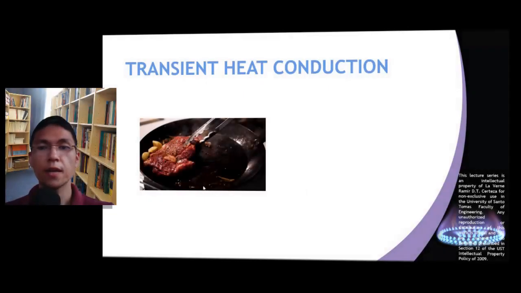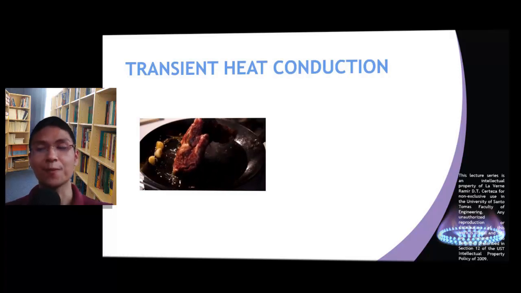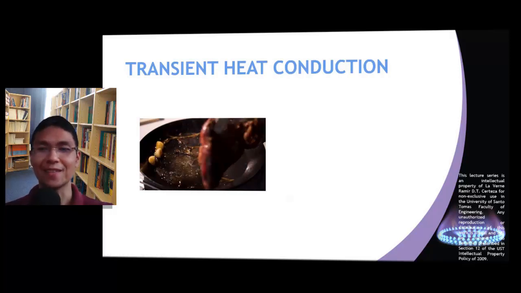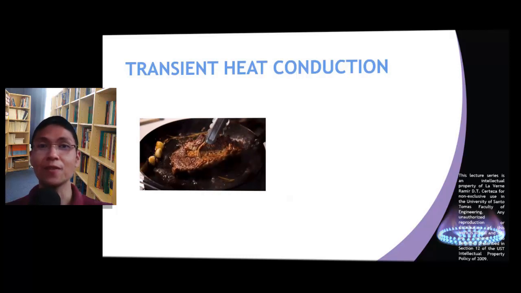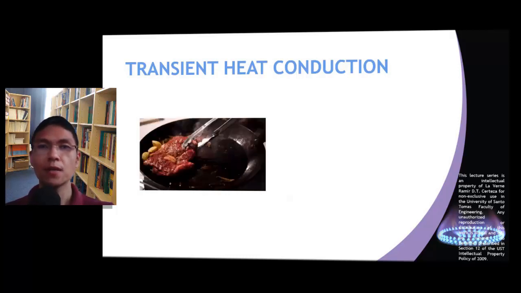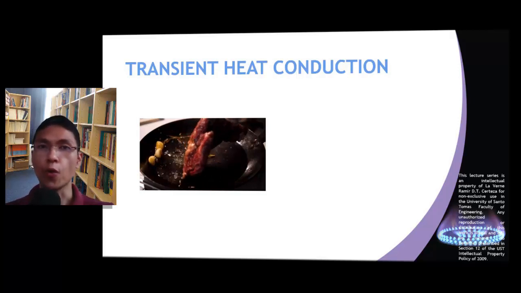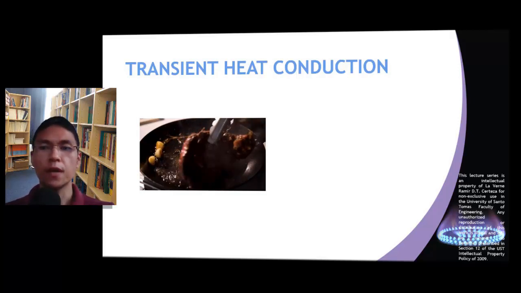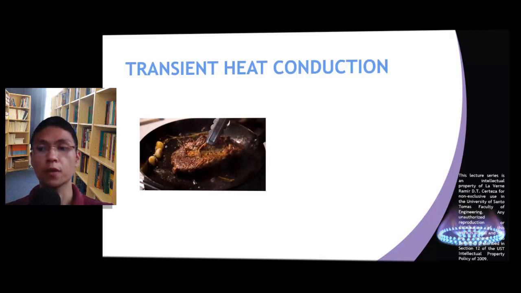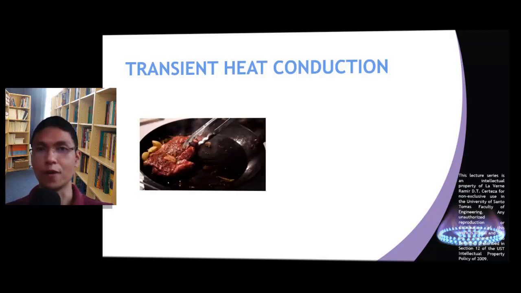Now let us go to analyzing heat conduction within objects that we cannot consider as heat or lumped systems. Here again is a picture of that steak that we discussed at the beginning of this module. Notice that although the top surface of the steak may still look raw, the bottom surface on the other hand already looks well cooked once we turn the steak over.